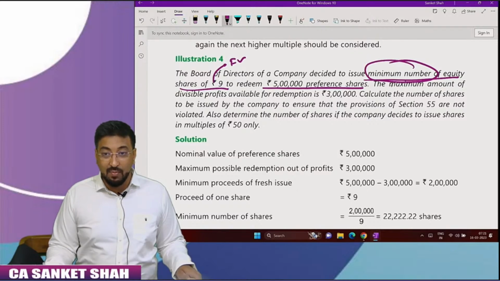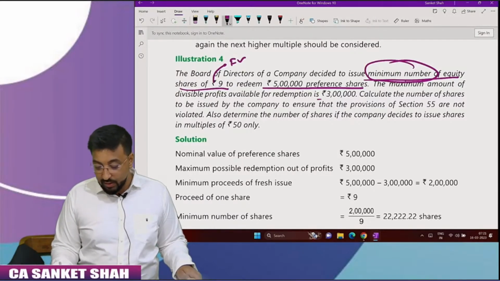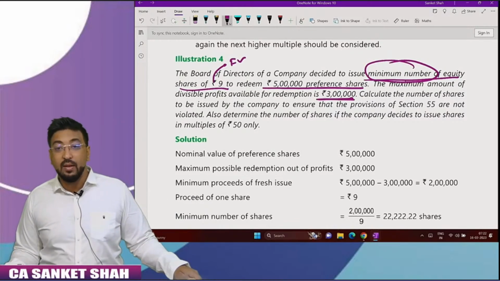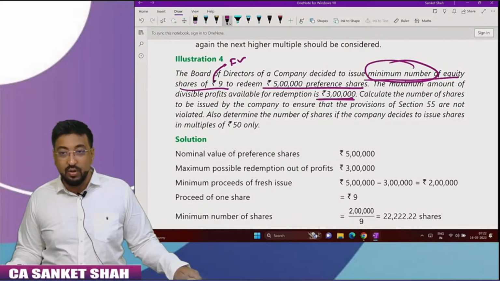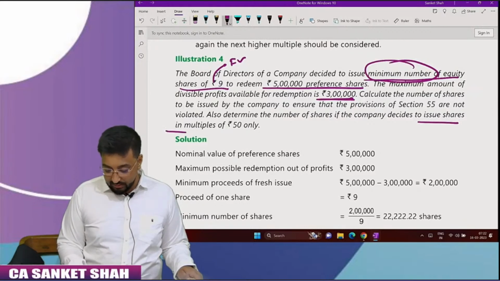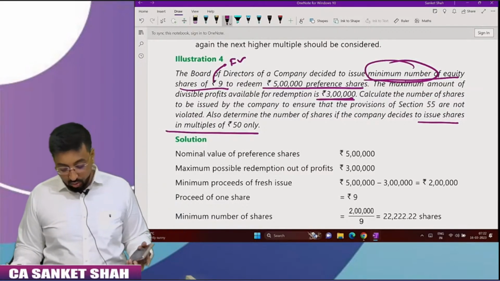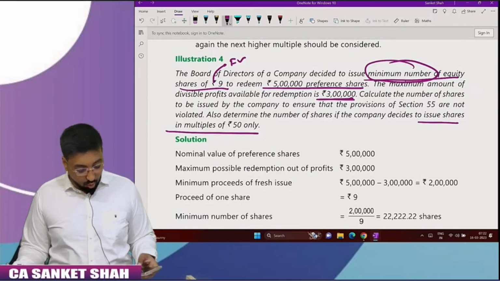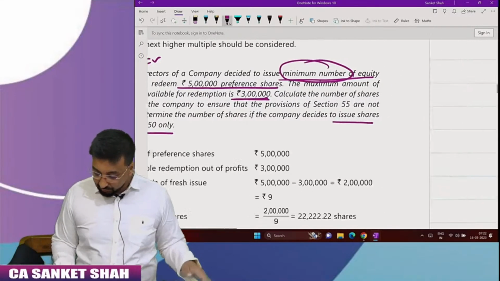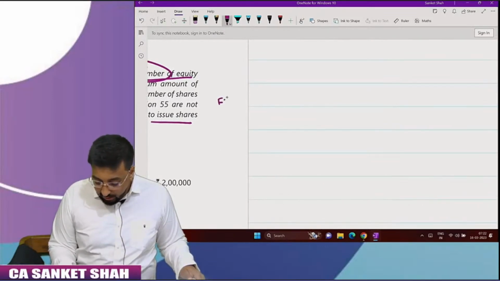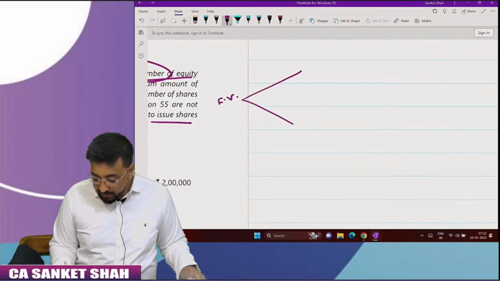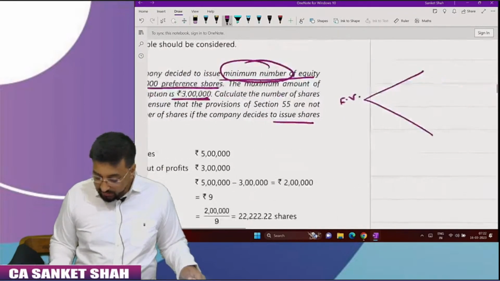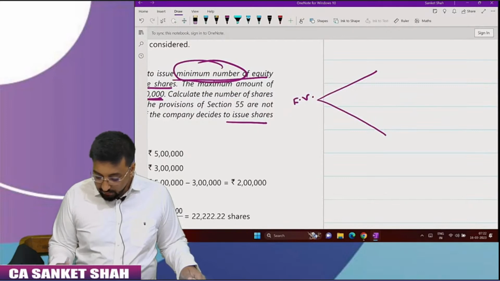So the maximum amount of divisible profit available for redemption of dividend is rupees 3 lakhs. So कितना available है beta? Maximum available is rupees 3 lakhs. Calculate the number of shares to be issued by the company to ensure that the provisions of section 55 are not violated. And also decide the number of shares if the company decided to issue in multiples of 50 shares. तो यस, रुपीज 50 के मल्टीपल्स में चाहिए. So this is a new question. What is the diagram, beta? Redeemable value and face value are the same, so face value is rupees 5 lakhs.